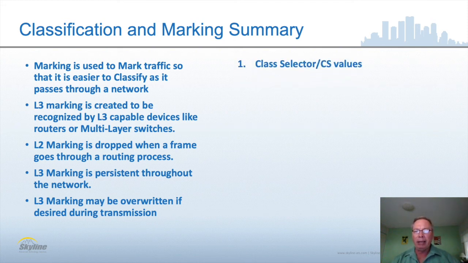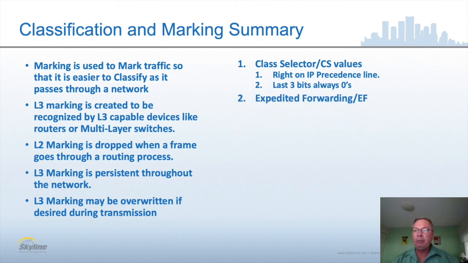Remember, the class selector values, the CS values, live right on the IP precedence border. And the last 3 bits are always zeros. Expedited forwarding is usually used for voice. It's DSCP 46. A lot of voice devices mark it automatically.